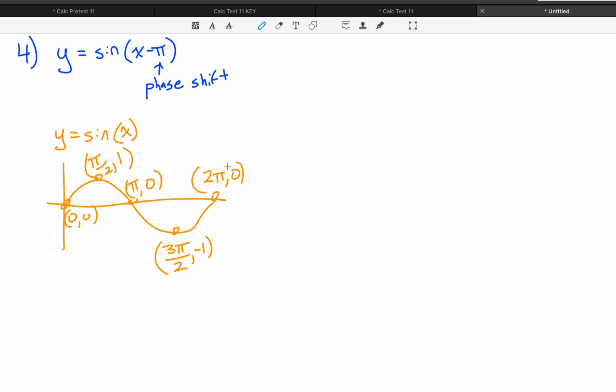That is our parent function, but everything is going to have an x coordinate plus pi. You always do the opposite of whatever's in here. I've explained that before. I don't want to go into it right now. This is already a long enough video. So each of these x coordinates, I now say plus pi.